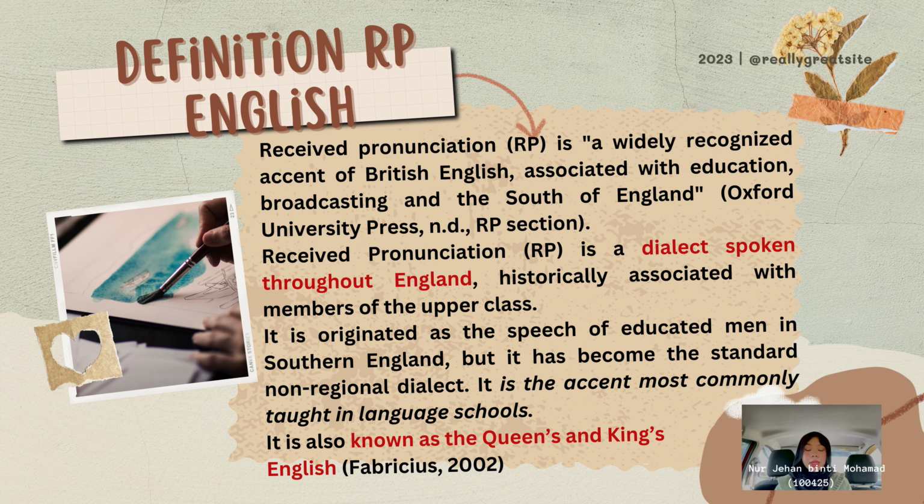British English, also known as Received Pronunciation RP, is a widely recognized accent of British English associated with education, broadcasting, and the south of England. It is also a dialect spoken throughout England, historically associated with members of the upper class. It originated as the speech of educated men in southern England, but has become the standard non-regional dialect, and it is the accent most commonly taught in language schools. It is also known as the Queen's and King's English.